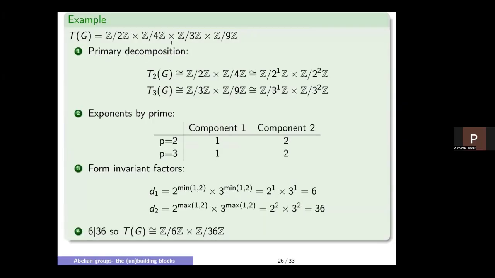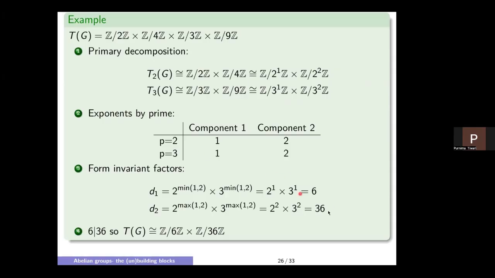Let's consider an example. We have a torsion subgroup Z2 cross Z4 cross Z3 cross Z9. The torsion 2-subgroup, as we are performing the primary decomposition, for this part would be Z2, and then we have Z4, which is Z2 to the power 2. I have written the power 1 here. Similarly, for this, we have Z3Z as Z3 to the power 1 cross Z9Z. 9 is 3 to the power 2. So we can write it like that.